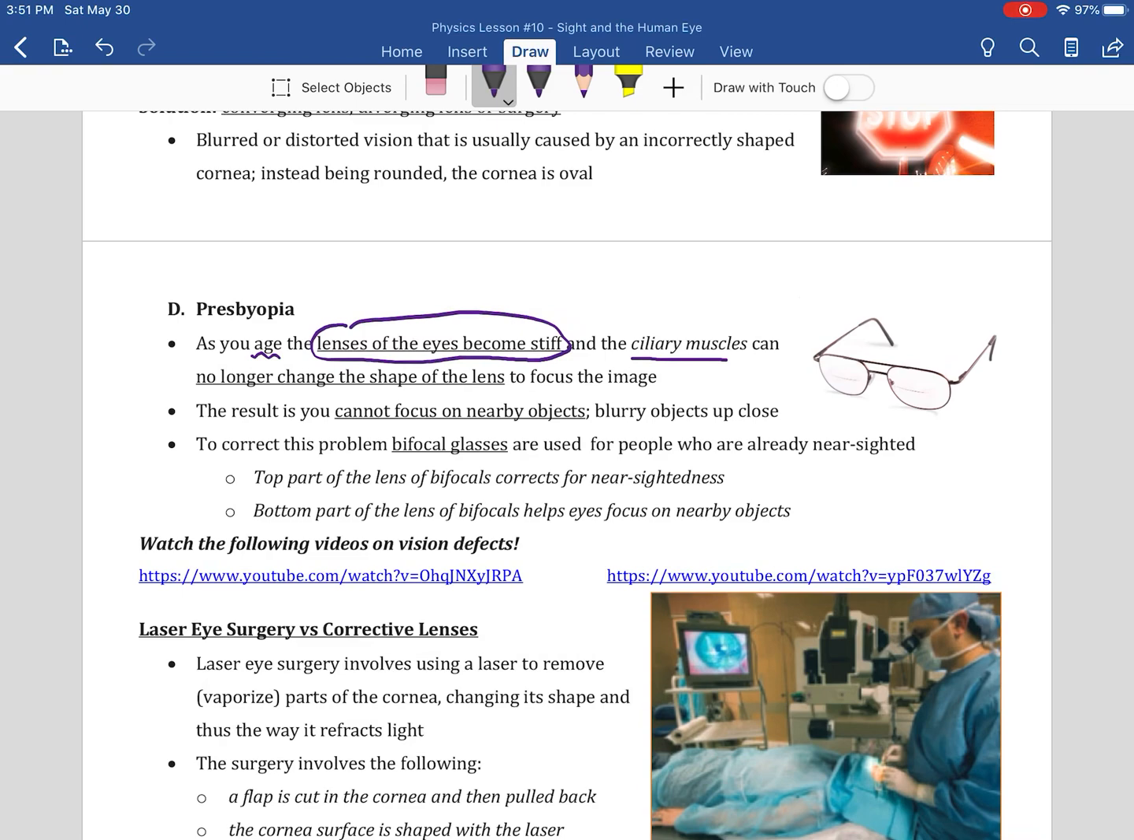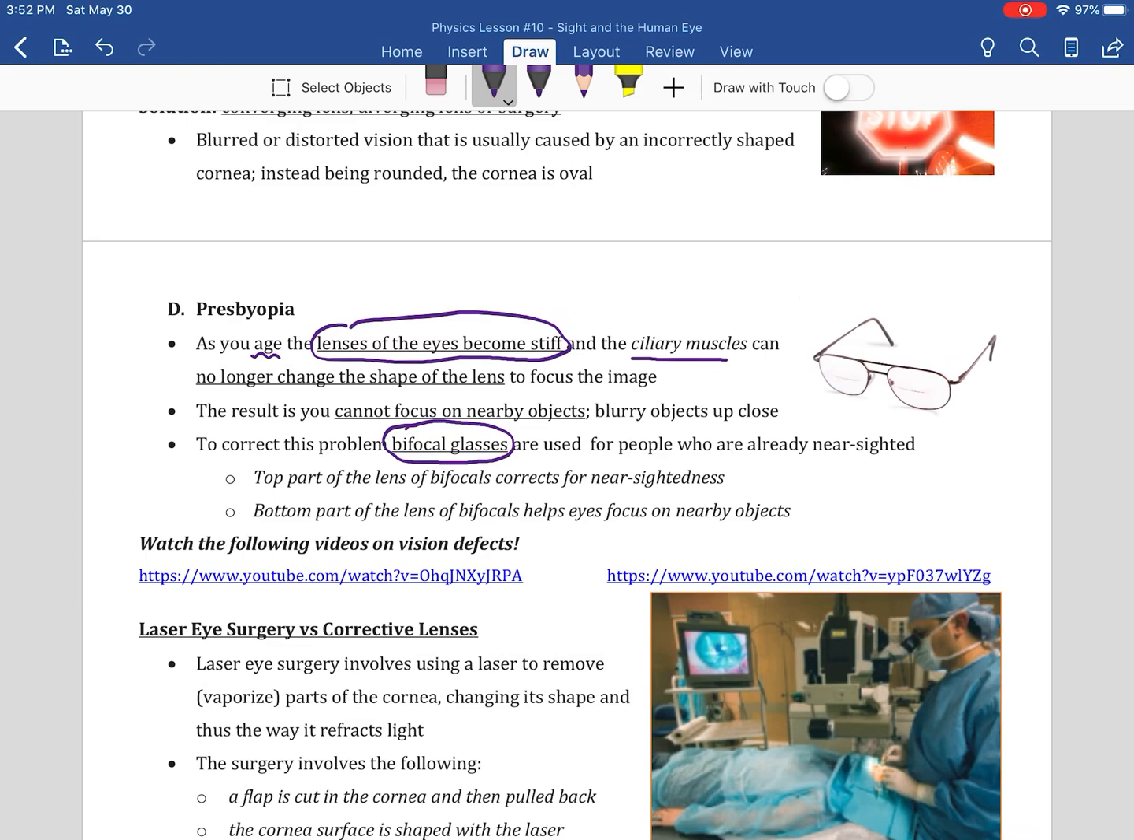So therefore, you can't focus as well. So a lot of times people have to use bifocals, where that helps. If you've already got one prescription, it allows your eyes to adjust to two different kinds of distances.